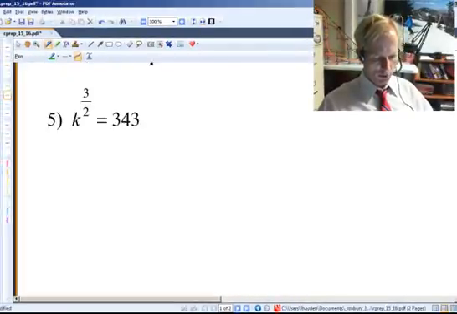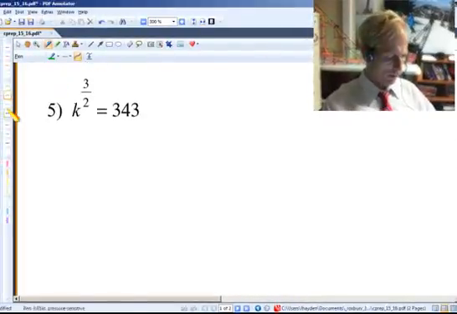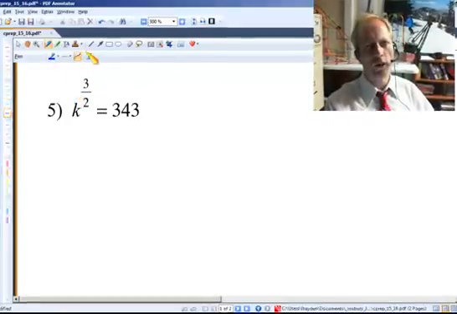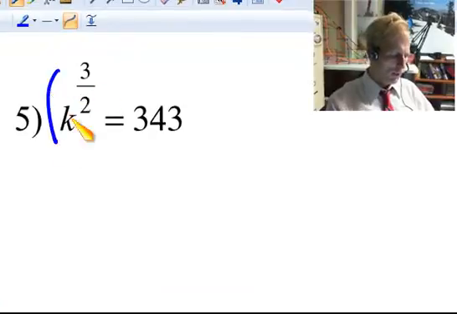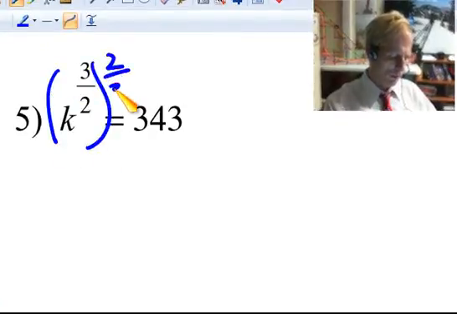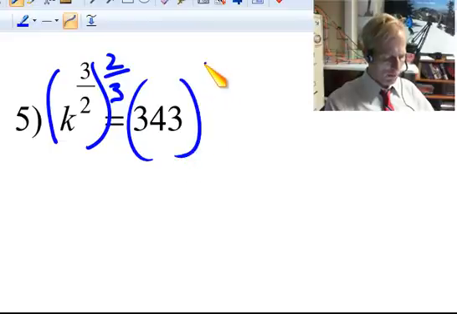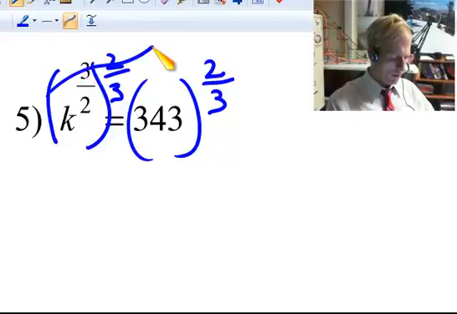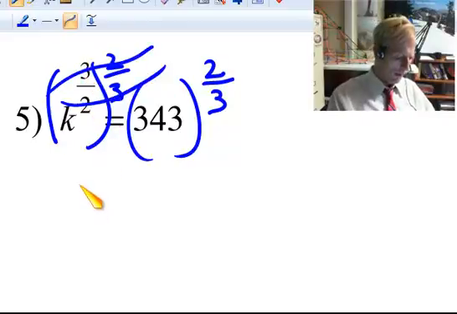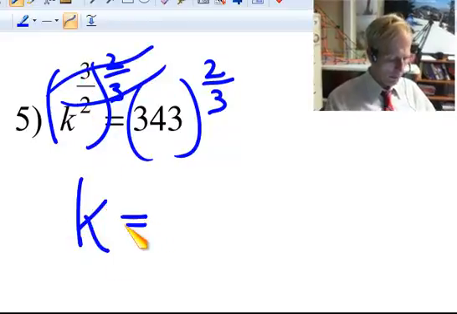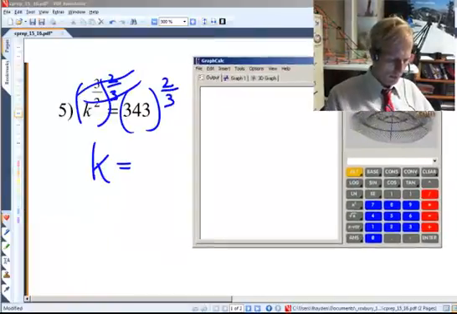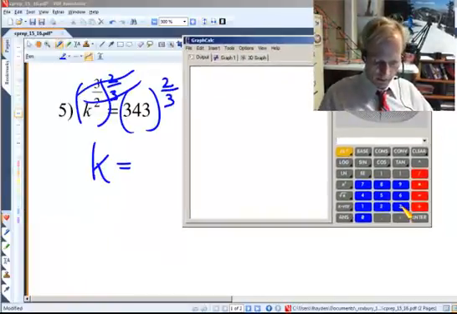Okay, now I have an equation to solve, and I'm always going to solve these by isolating the expression with the exponent and then raising both sides of the equation to a power that's equal to the reciprocal of the exponent. So for this one I'm going to raise both sides to the 2/3 power. That's going to cause the exponent on the left to drop out, and I'm going to get k equals, and then I'm going to use my calculator to do this. I suggest you do too. It'll be the easiest and fastest way.